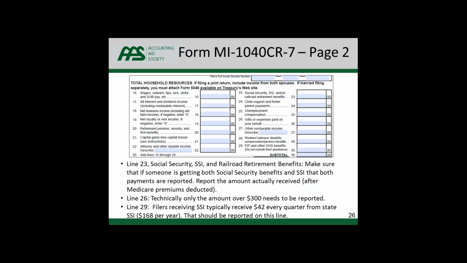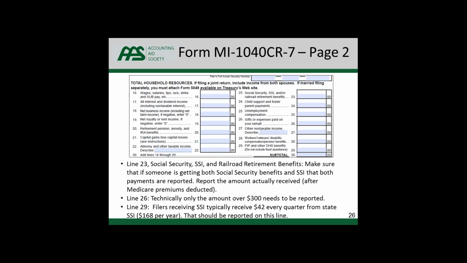So you might be getting Social Security and Railroad Retirement or SSI, so make sure you get them all. Report the net after Medicare premiums. Line 26, gifts or expenses paid on your behalf. Technically, only the amount over $300 needs to be reported. This will usually come into play when family or friends is helping out with the costs of the homestead.